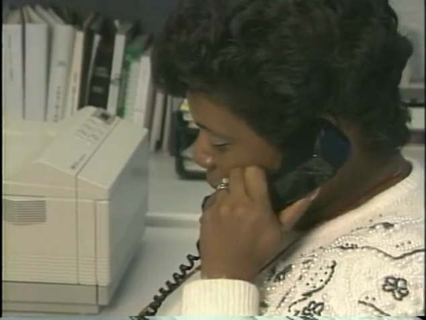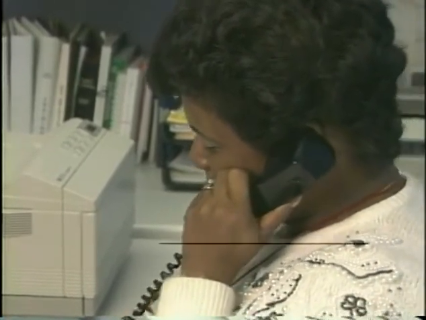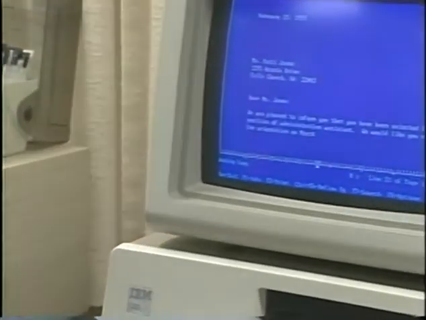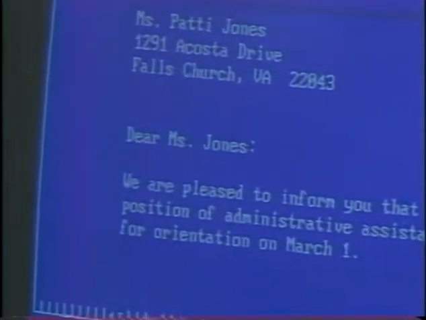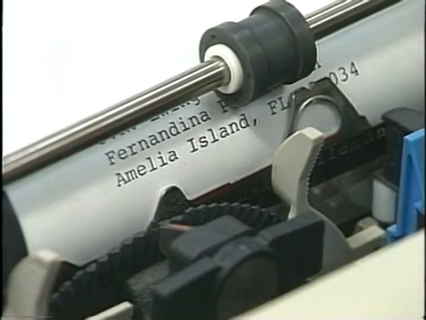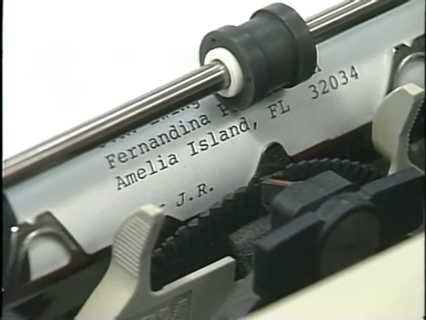Be sure you spell the name correctly. Ask if you're not sure, and do not abbreviate the company name. The salutation, Dear Mr. or Ms. Jones, is followed by a colon in a business letter. If you do not know whether the person you're addressing is male or female, use their name or initials without the Mr. or Ms.